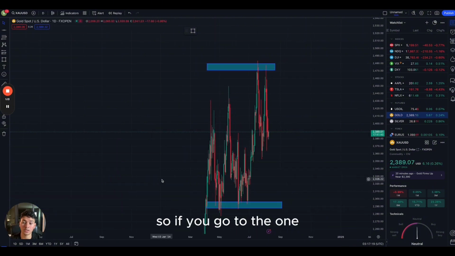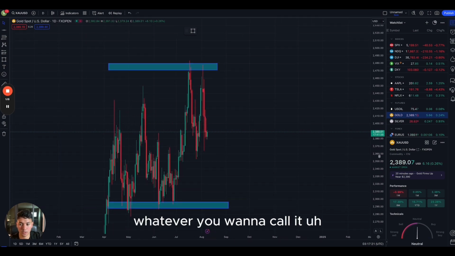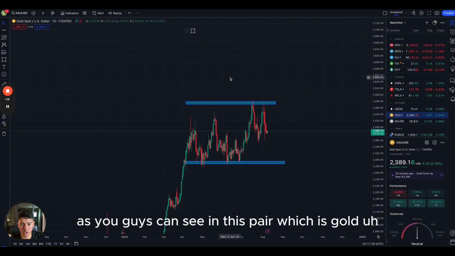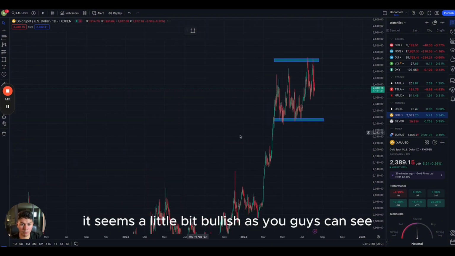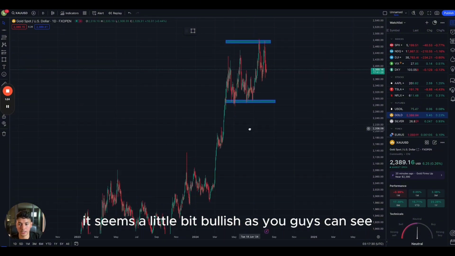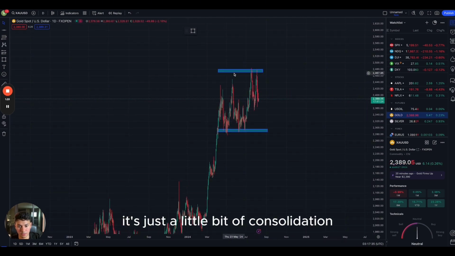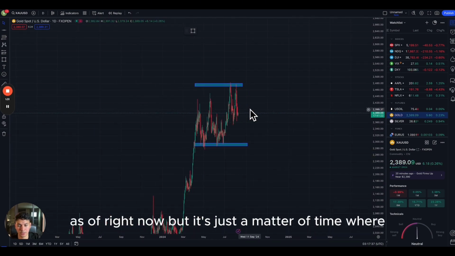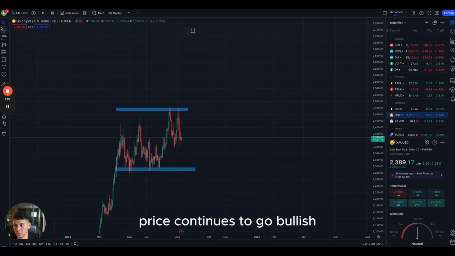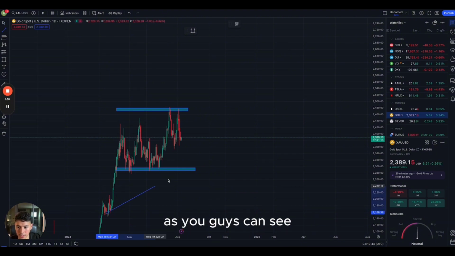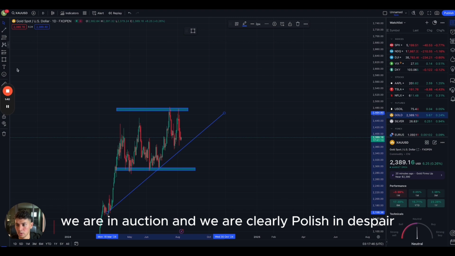So if you go to the 1 day or daily time frame, whatever you want to call it, as you guys can see, in this pair, which is gold, it seems a little bit bullish. It's a really bullish structure here. It's just a little bit of consolidation as of right now, but it's just a matter of time before price continues to go bullish, because we have an uptrend. We are clearly bullish in this pair.